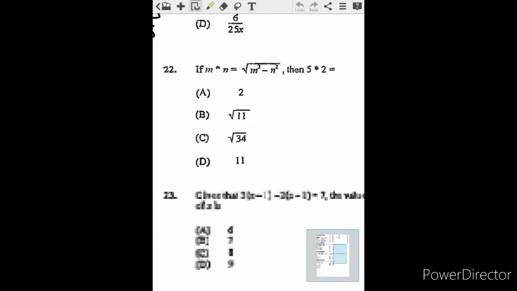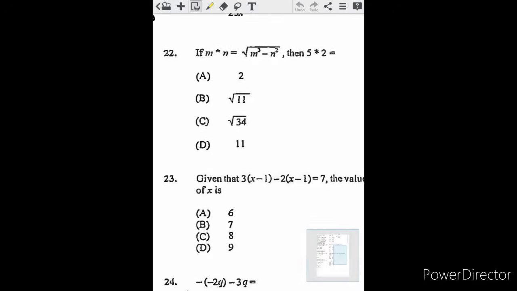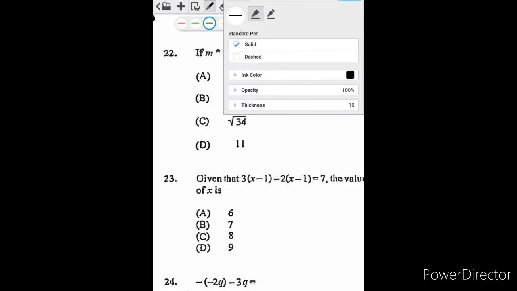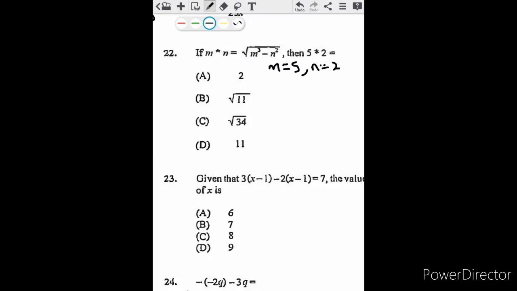Question 22. It says if m multiplied by n is equal to the square root of m cubed minus n squared, then 5 multiplied by 2 is equal to... we know that m is equal to 5 and n is equal to 2 from what we just read. So to find our values, we need to substitute 5 and 2 wherever we see m and n respectively. So we have the square root of 5 cubed minus 2 squared.